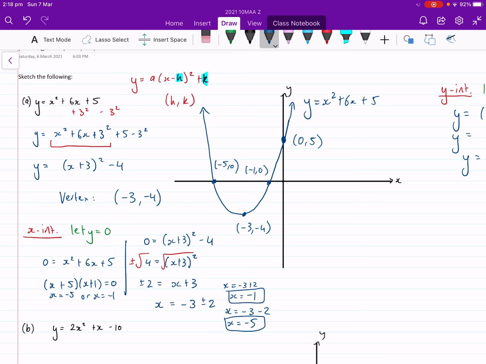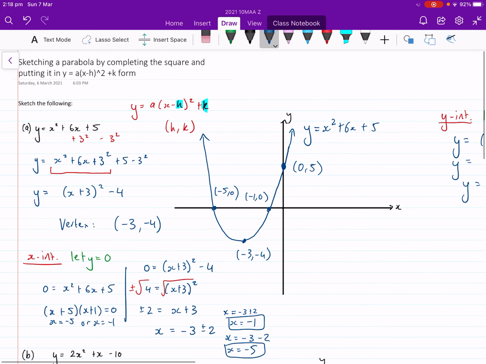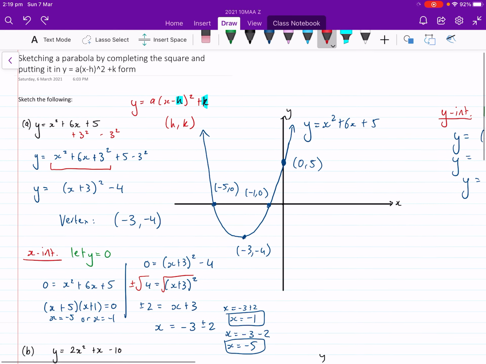All right, fantastic. So that's one way on how to sketch a parabola by putting it into this form up here. That form really indicates very nicely the vertex of the parabola. All right, so awesome. Good luck with practicing this yourself.